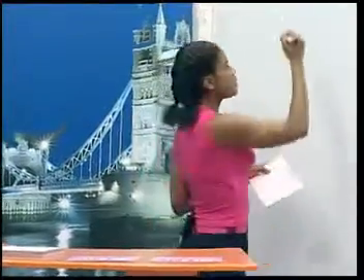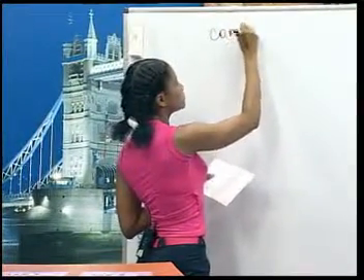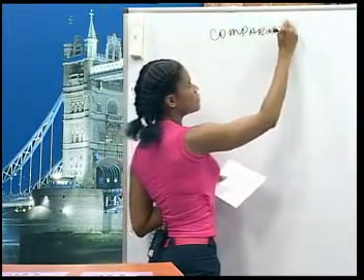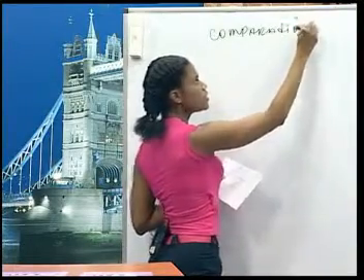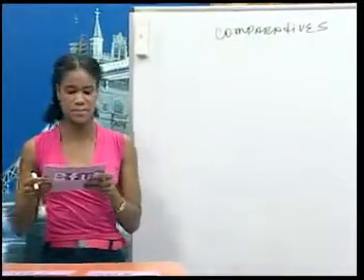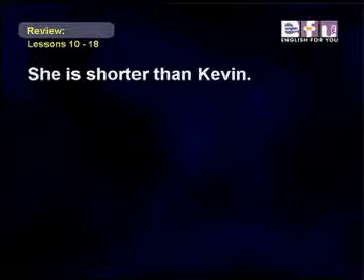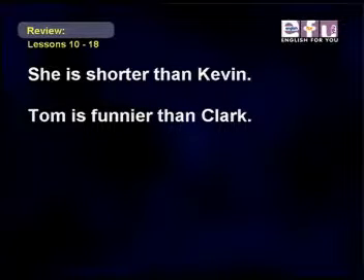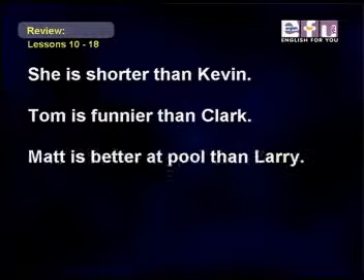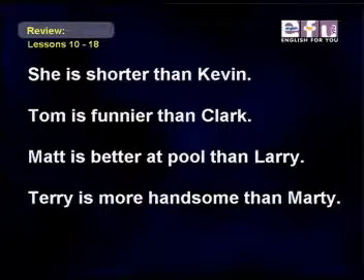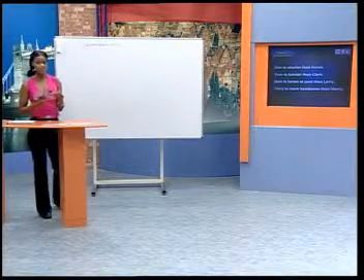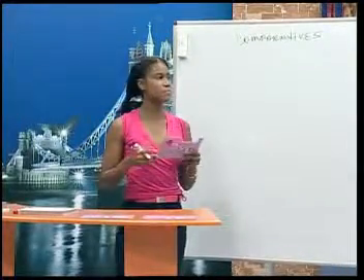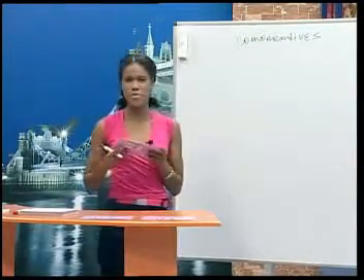Now let's review comparatives. So remember, when we're comparing two things, we use comparatives. For example, she is shorter than Kevin. Tom is funnier than Clark. Matt is better at pool than Larry. Terry is more handsome than Marty. So a comparative is a sentence that shows the relationship between two or more things.